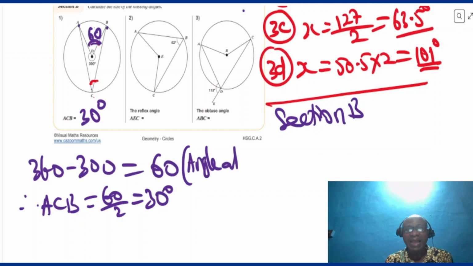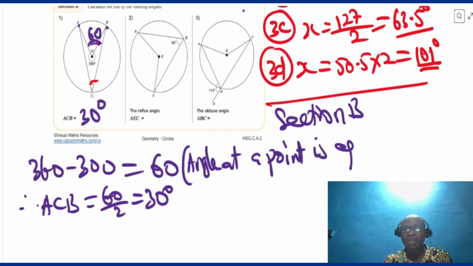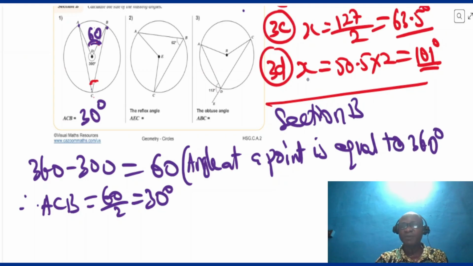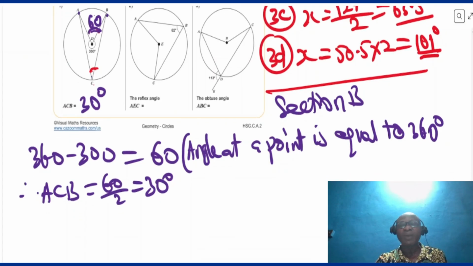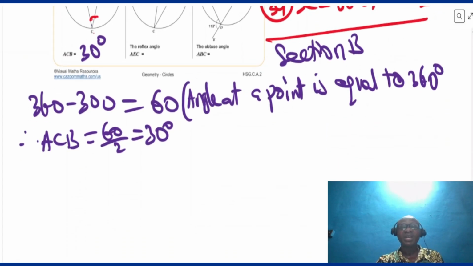Angle at a point. Angle at a point is equal to 360 degrees. What does it mean? At any point in a circle, the angles there will sum up to 360. Look at what I mean.